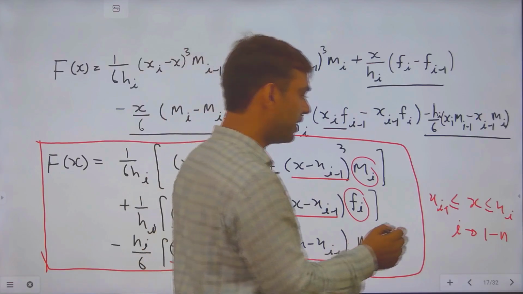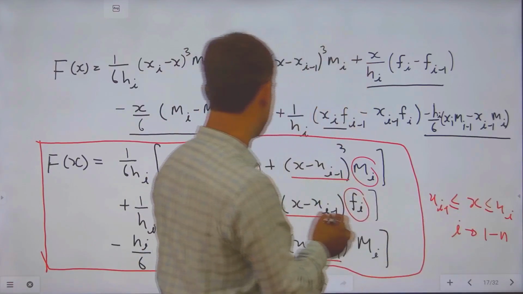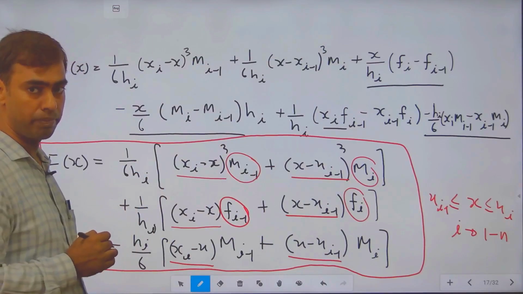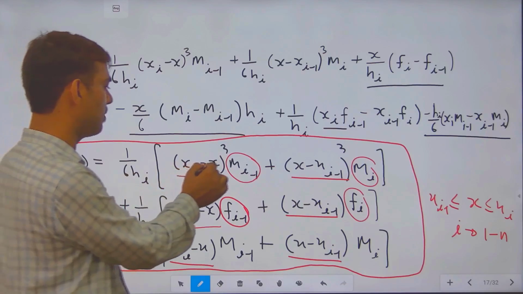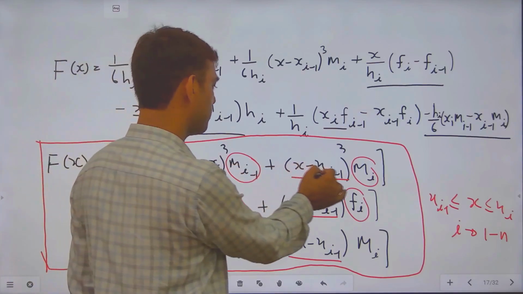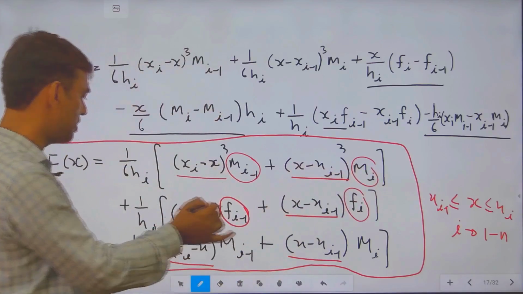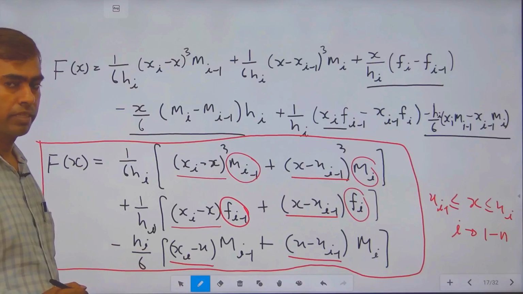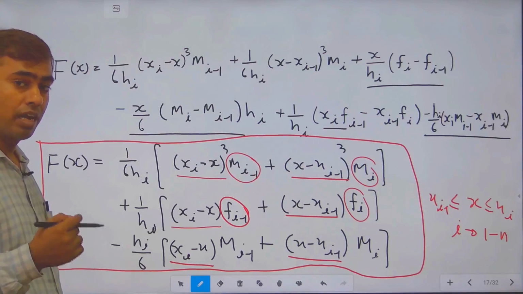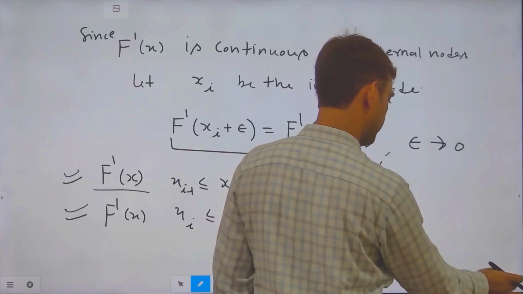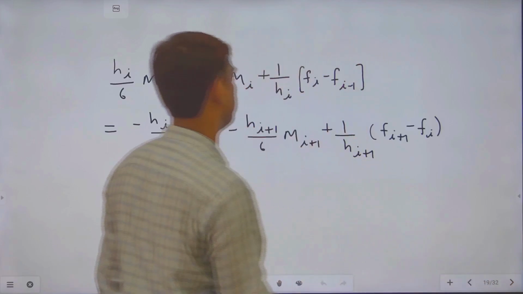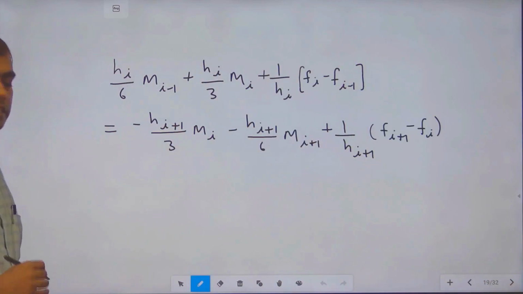And if x lies between x_i and x_{i+1}, here we replace i by i plus 1, meaning f(x) equals 1 upon 6h_{i+1} times [(x_{i+1} - x)^3 M_i + (x - x_i)^3 M_{i+1}] and so on. In this way we update the function, then we differentiate it and put x equal to x_i plus epsilon and x equal to x_i minus epsilon, and if epsilon tends to 0, then we get this expression.